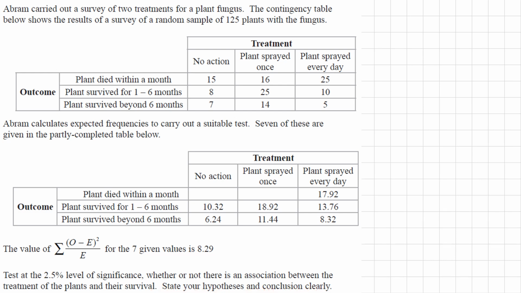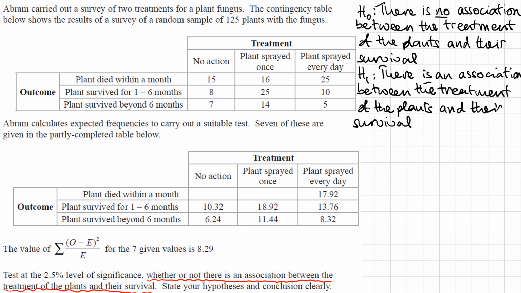Now I need to start with H0 and H1. I can get that information straight from the question, and it's this statement here. I'm testing to see whether or not there is an association between the treatment of the plants and their survival. Whenever we write down H0 and H1 from a contingency table, H0 is going to be that there's no link or association, and H1 is going to be that there is a link or an association. So H0, there is no association between the treatment of the plant and their survival, literally taken straight from the question, and H1, there is an association between the treatment of the plant and their survival.